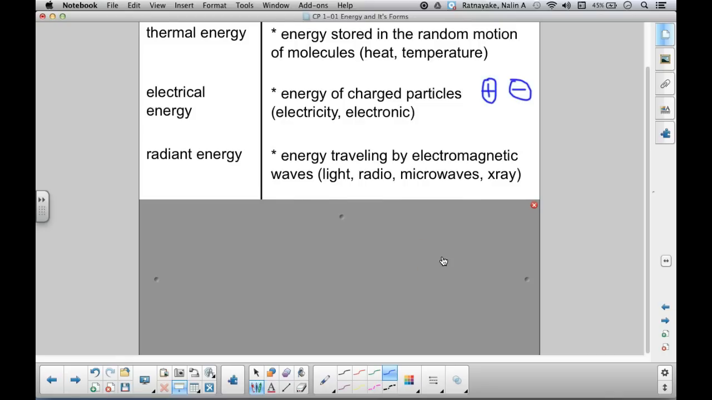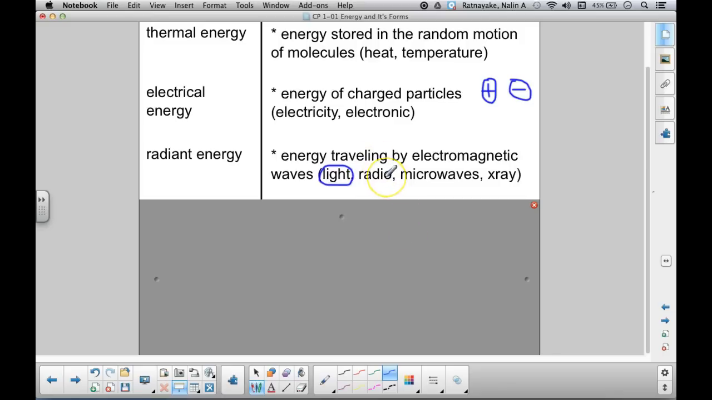Radiant energy, I'm going to define as energy traveling by electromagnetic waves. The big key word for now is going to be light. If you have light coming to us from the sun, it is through radiant energy. It travels through space about 93 million miles and gets to us here on Earth through electromagnetic waves, through light waves, and many other electromagnetic waves as well.